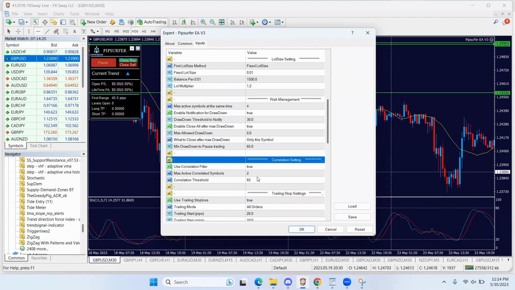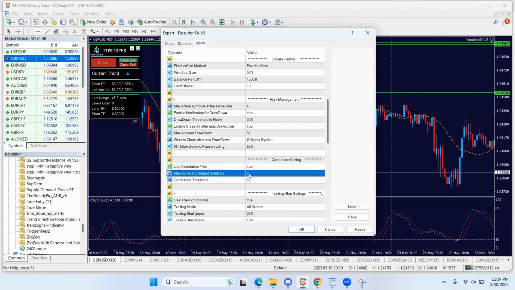Say Pipsurfer has a winning trade. Let's say Pipsurfer has a losing trade. You don't want to be losing on all 3 trades at the same time because those are correlating trades and Pipsurfer picked the wrong side of it. So that's what the filter is for, so you don't get in too many of those correlated pairs.